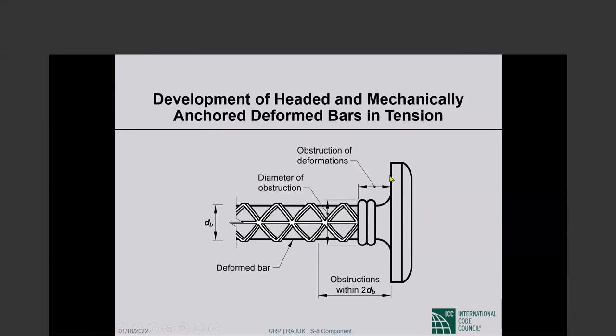So the idea of headed bars is that part of the stress is transferred from steel to concrete through bearing of the head on the concrete, and the rest of the stress is transferred by development along the bar. The disturbance, so this is the regular pattern of deformation of the bar that is disturbed at the end, but the obstructions must be within 2 bar diameters. So these things that are different from the regular deformation shall not extend more than 2 bar diameters into the bar. That's what this is saying.